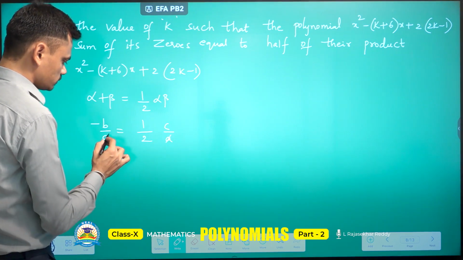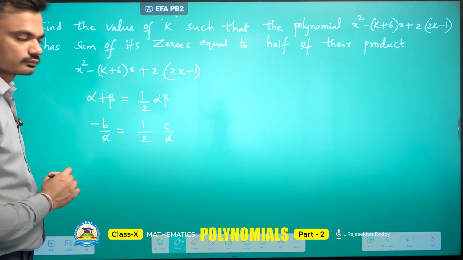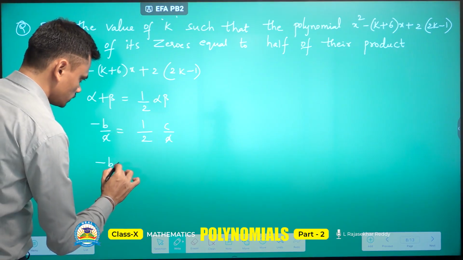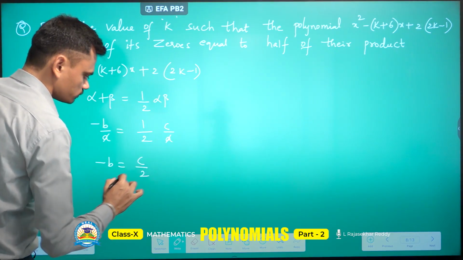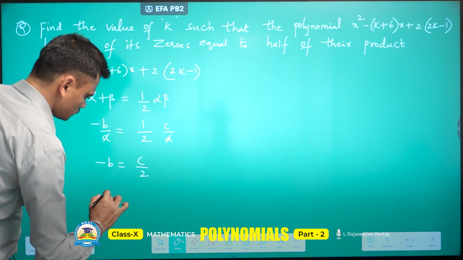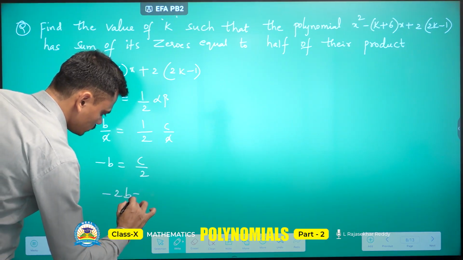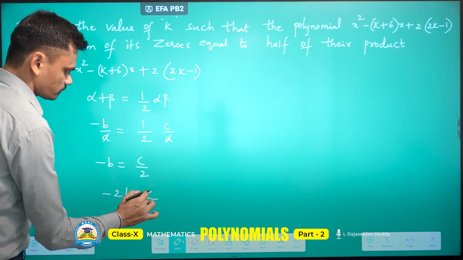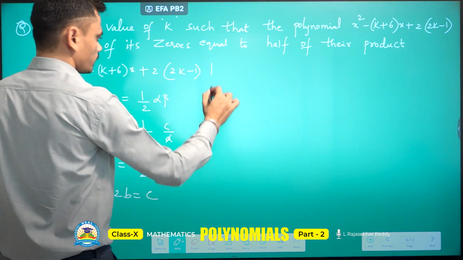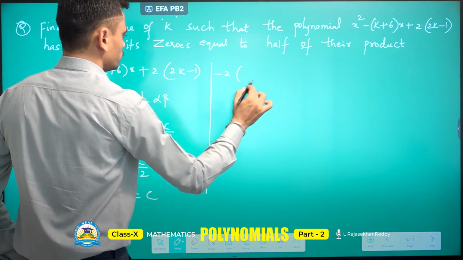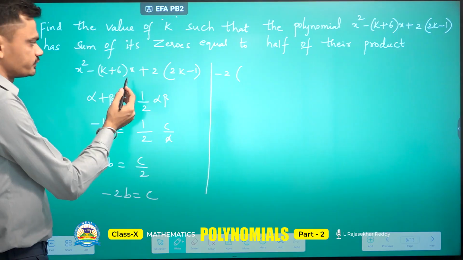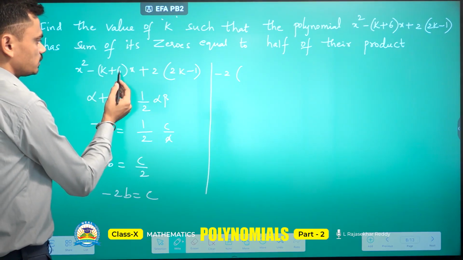The a gets cancelled. Minus b equal to c by 2. Minus 2b equal to c. Now substitute: minus 2 into b value, which is nothing but the x coefficient, minus into (k plus 6).